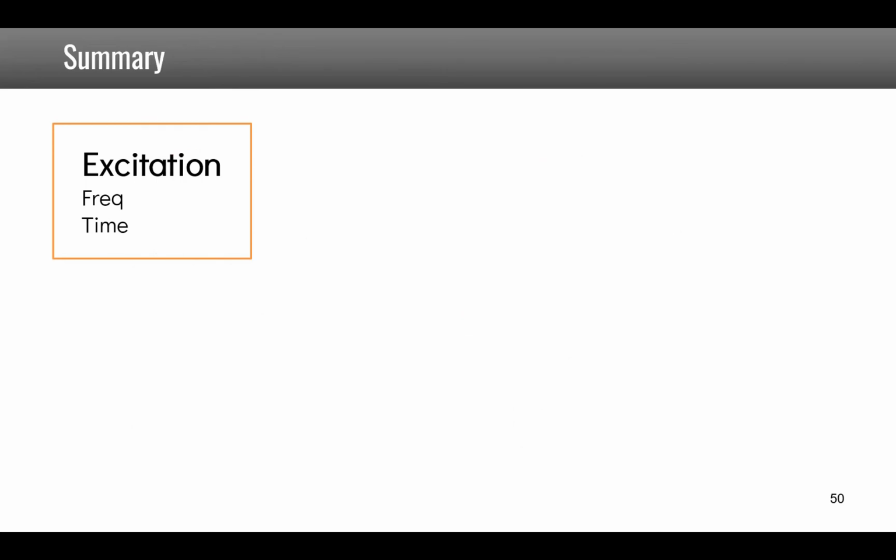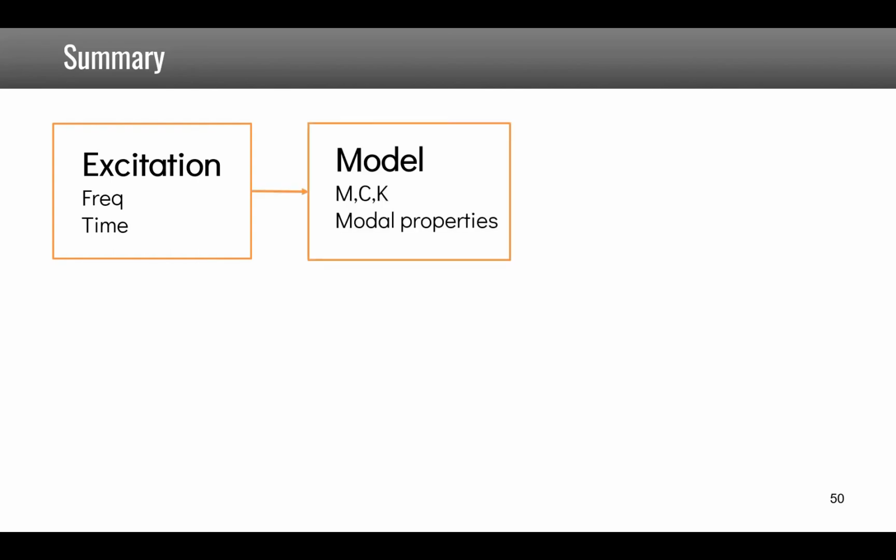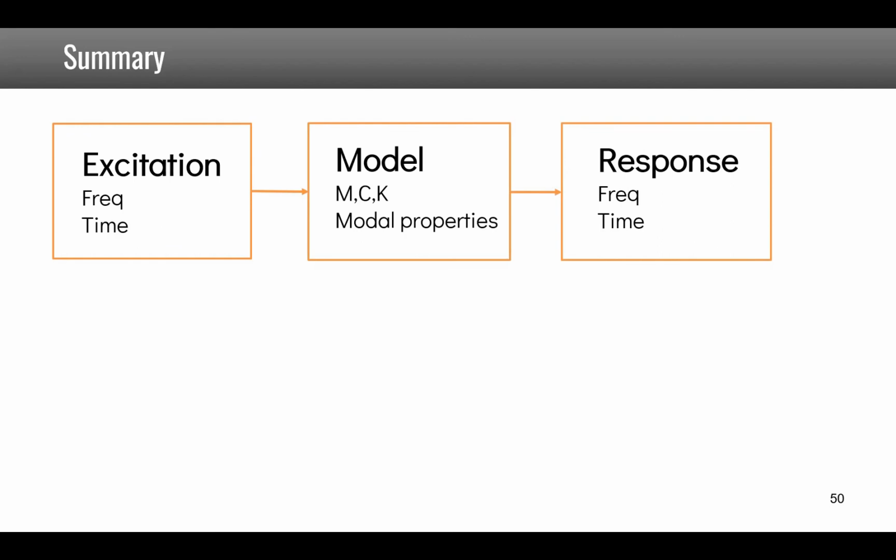So, excitations of objects and structures are described both in the frequency and the time domain. Knowing these excitations will allow us to build a model, as we have seen in previous chapters. Knowing the mass, damping and stiffness matrices, we can compute the modal properties, project in the modal basis and do a computation. This computation can be done both in the frequency or in the time domain.